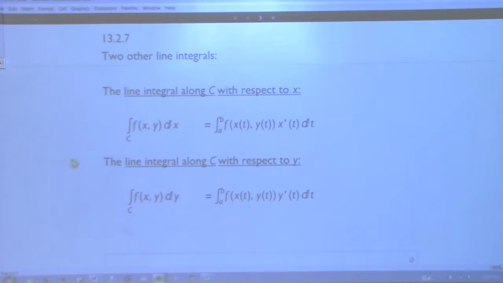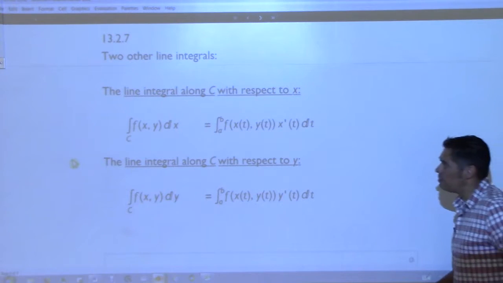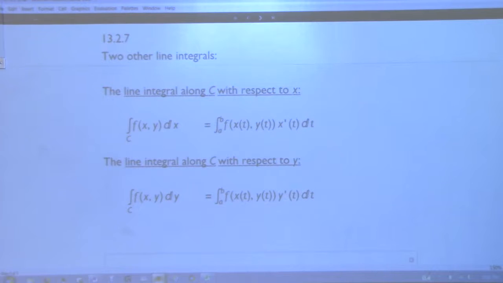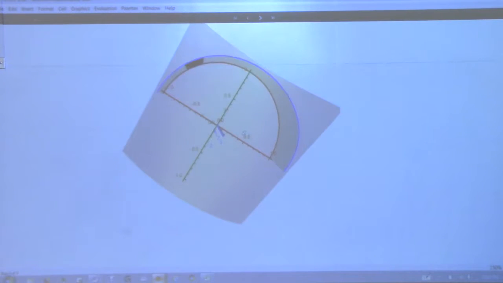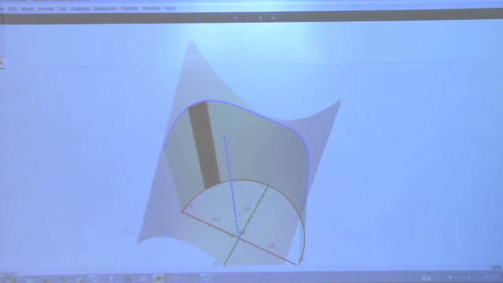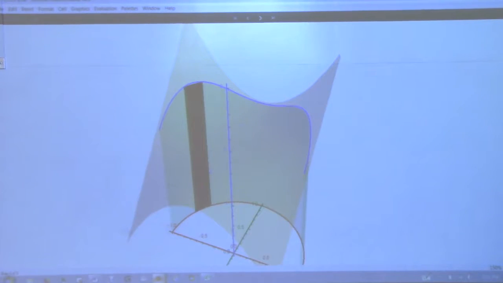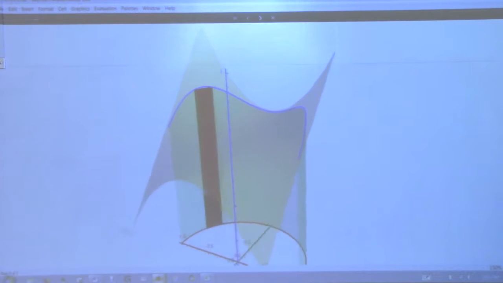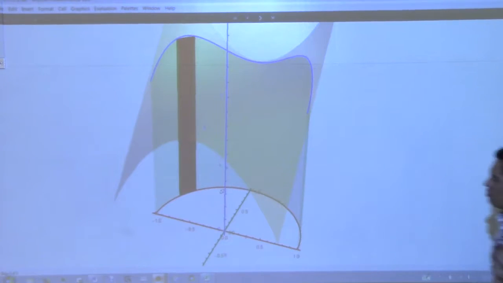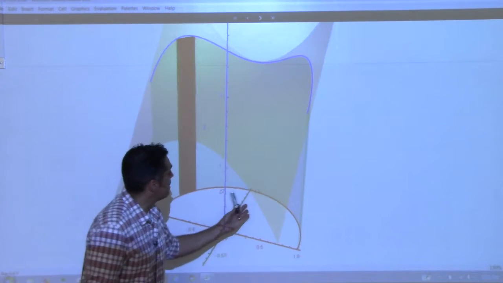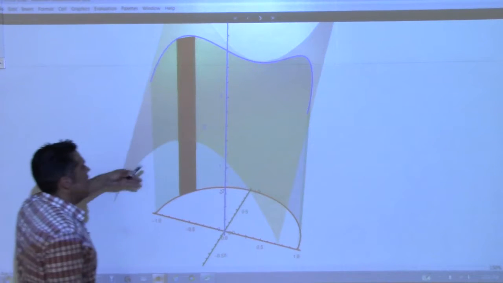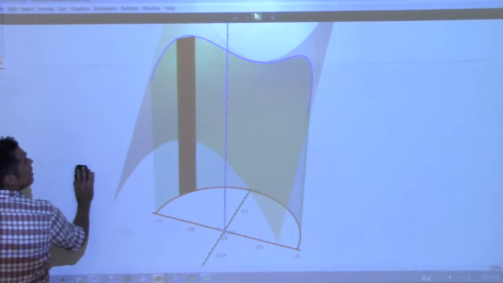All right, so we are going to continue here with Chapter 13, Section 2. We were talking about line integrals, and as a quick reminder, what we were doing was we were taking a surface, and we were just plugging in or restricting the domain to some curve on the ground, taking just those points, plugging them into the surface, and then trying to drop a curtain down and calculate the area.